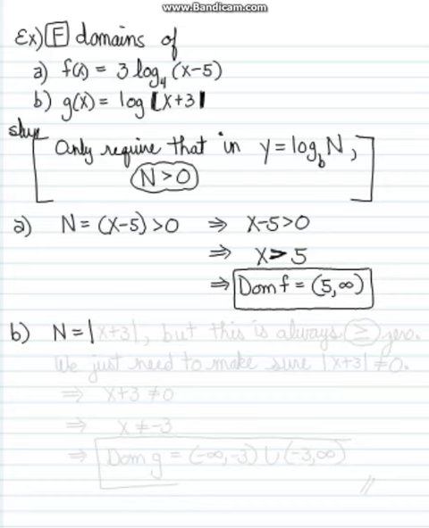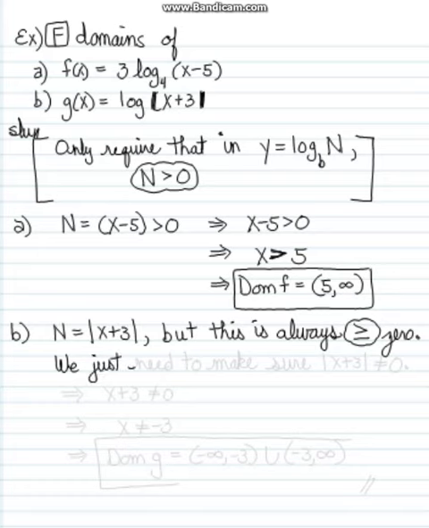Part B, the n value here is the absolute value of x plus 3. But you know, the absolute value of x plus 3 is always greater than or equal to 0. It's never a negative number. So it doesn't seem like we have a problem here, but we do have to make sure of one thing. We have to make sure that it's not equal to 0, because n has to be greater than 0, not greater than or equal to 0.